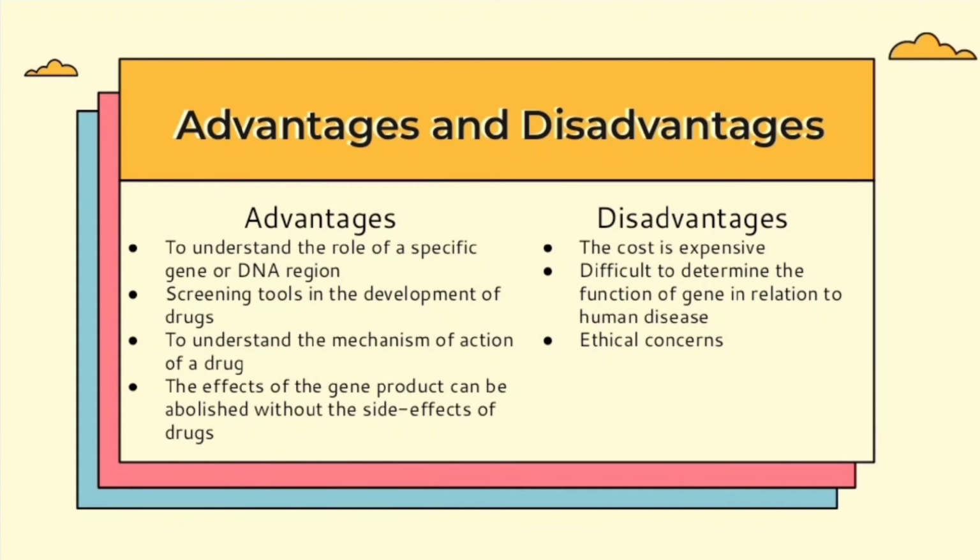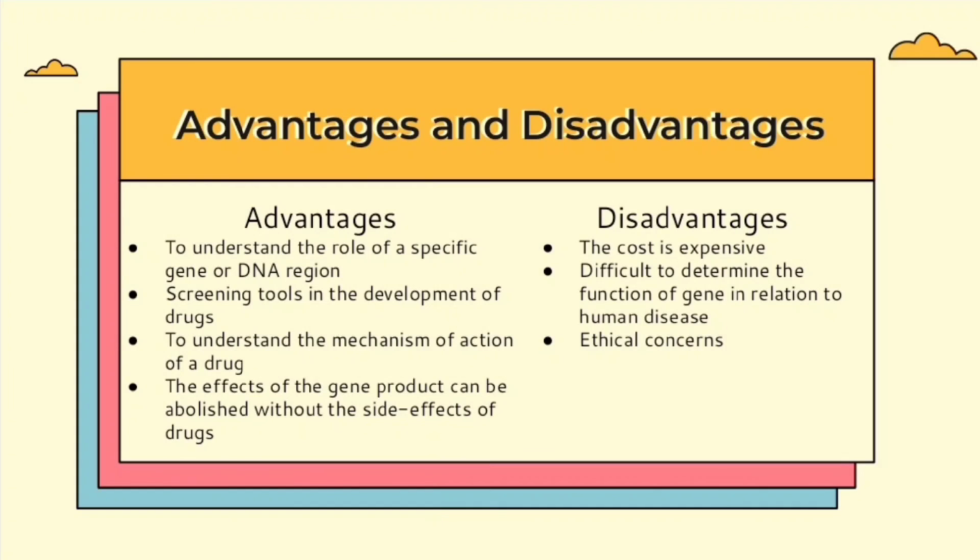Apart from that, knockout gene has advantages and disadvantages. The first advantage is that gene knockout helps us, researchers and scientists, to understand the role of a specific gene or a region. Like if we knock out the gene, what will happen in the body. And also, it can be a screening tool in the development of drugs and can help us understand the mechanism of action of a drug in the body after we attach it.